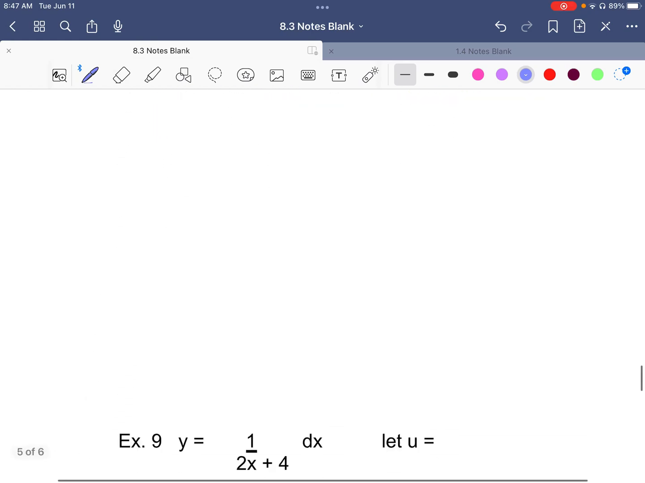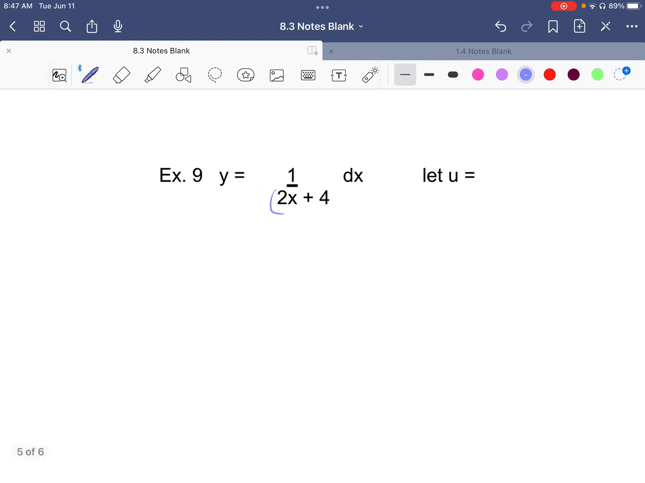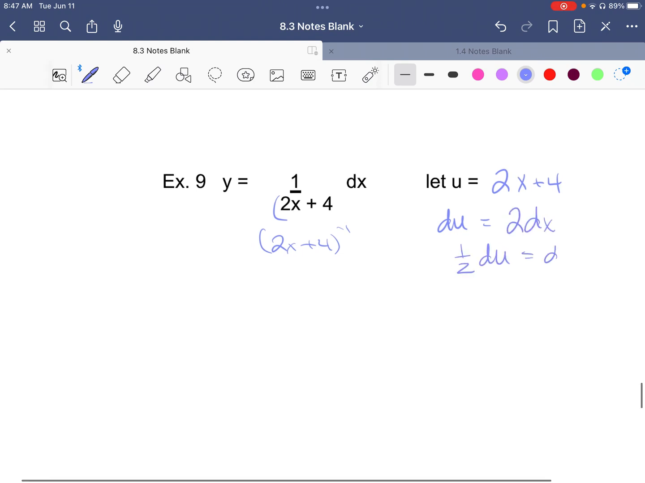We are going to skip this one, and we will do this example. We can take the derivative of anything that's like to the negative 1. So this would be, if I rewrite it, 2x plus 4 to the negative 1. We can do a u to the negative 1. So 2x plus 4, du is then 2 dx. So 1/2 du equals dx.